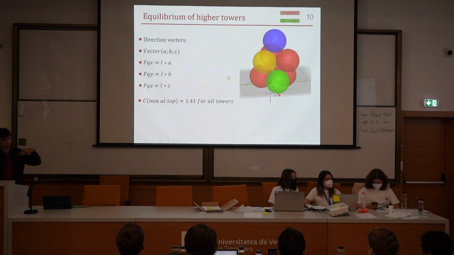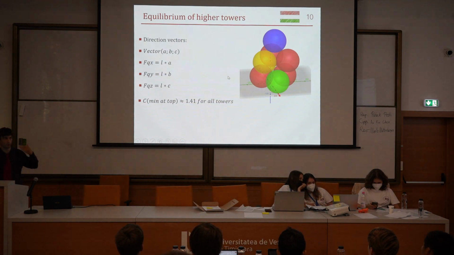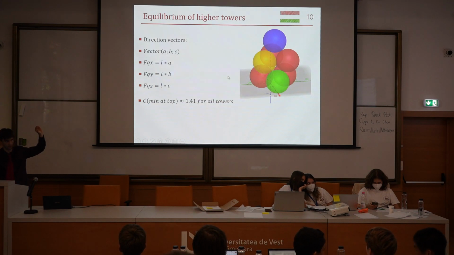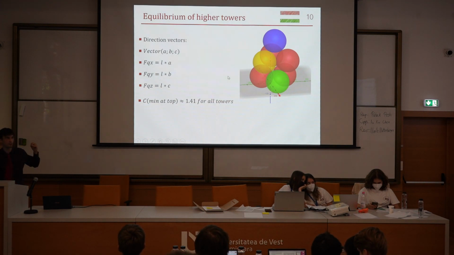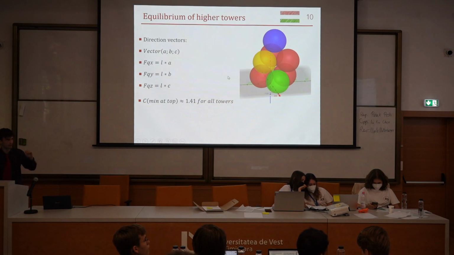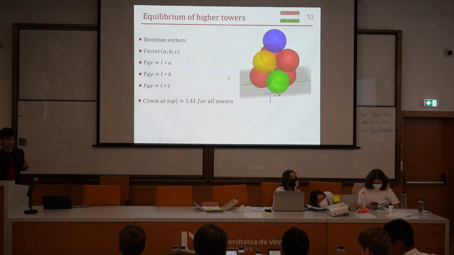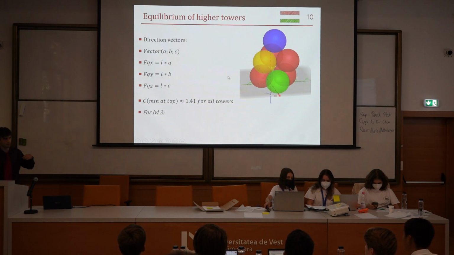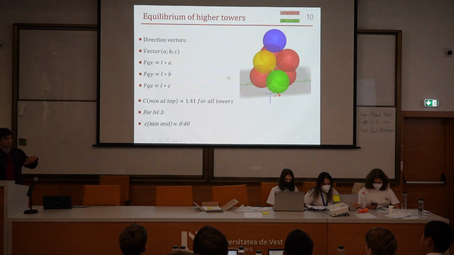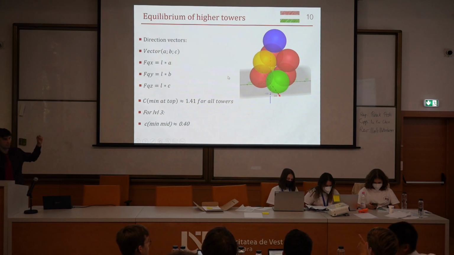So, for example, for the three-level tower, for all towers, we get that the necessary frictional coefficient between the top wall and the wall below that will have to be 1.41, and this is true for every tower. And as for this three-level tower, the other necessary frictional coefficients can be seen there.